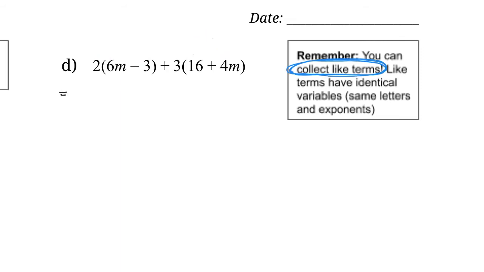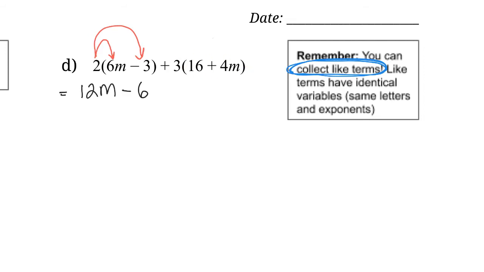All right, so we're going to start with 2 times 6m. 2 times 6m is 12m. So 2 times 6 is 12, and we're just going to keep the same m attached. And then we have 2 multiplied by -3. 2 times -3 is -6. So we've distributed the first set, or the first bracket. Now we're going to move on to the second set, or the second bracket.